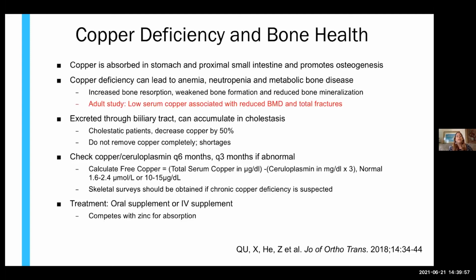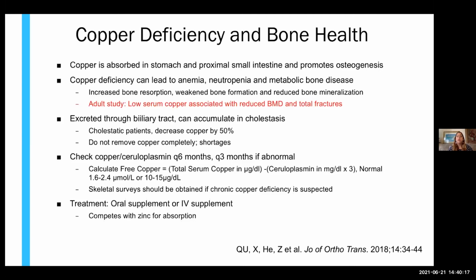So we recommend checking copper as well as ceruloplasmin every 6 months, and every 3 months if it's abnormal. We add on ceruloplasmin because this helps us measure a more accurate form of copper, which is called a free copper level. And then if copper deficiency is suspected, we recommend skeletal surveys to look at bone health.